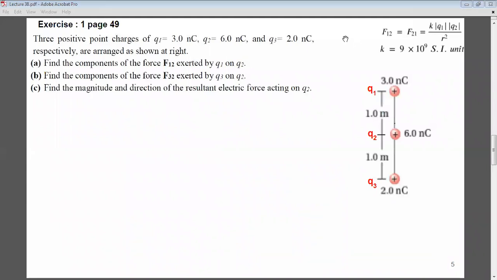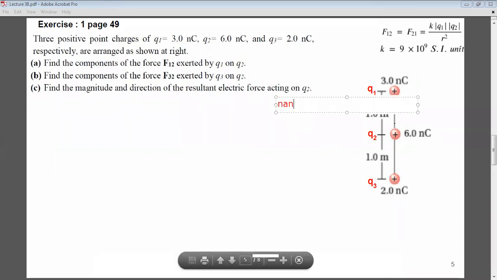Let's do one exercise from your book. So the three positive point charges, Q1, Q2, and Q3. Q1 is 3 nanocoulomb, Q2 is 6 nanocoulomb, Q3 is 2 nanocoulomb. So just want you to see that nano, N, is 10 power minus 9. Okay, so 3 nanocoulomb means 3 times 10 power minus 9. 6 nanocoulomb is 6 times 10 power minus 9. Q3 is 2 times 10 power minus 9.